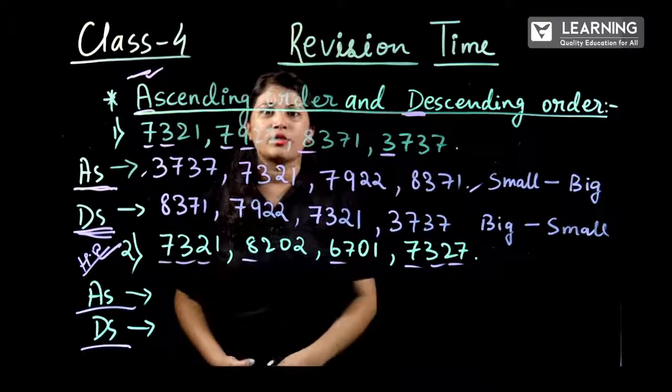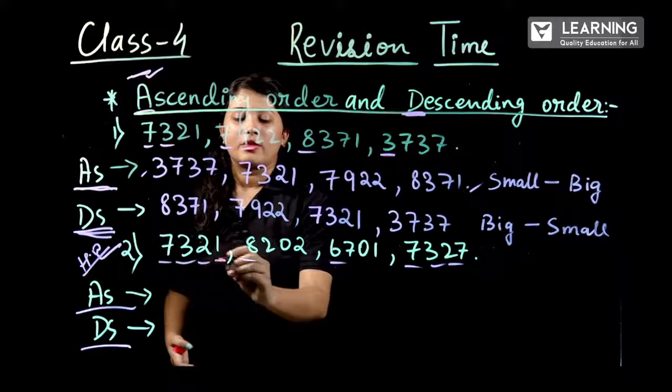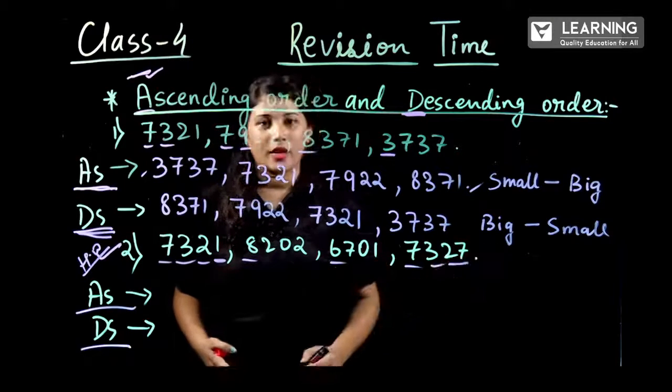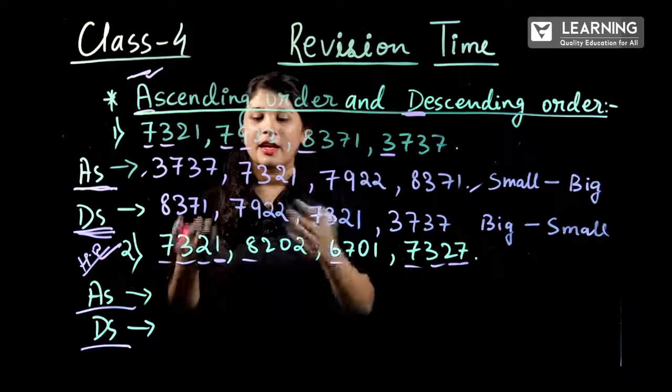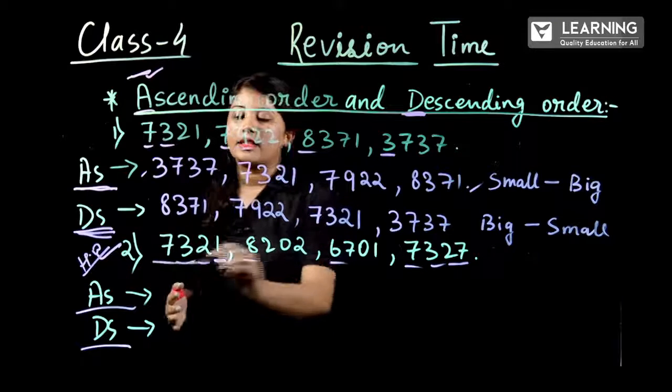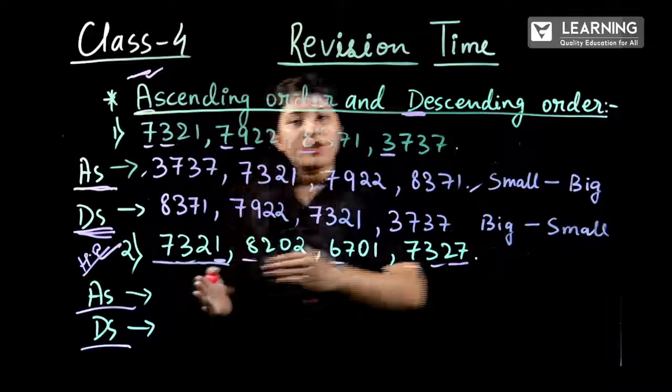But here third is also same. Then last number will never be same. 7 and 1. Now you got which one is the smallest? 1. So you will write this in the first sequence. Same way you will follow.